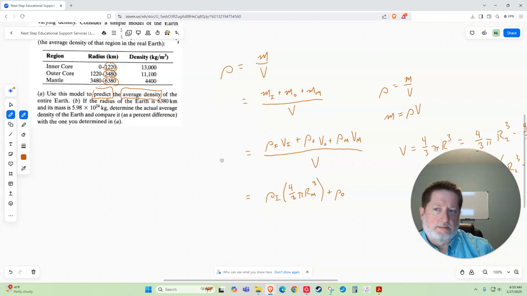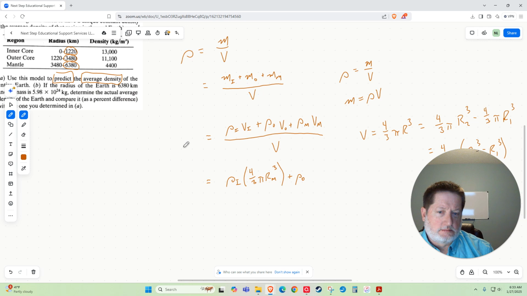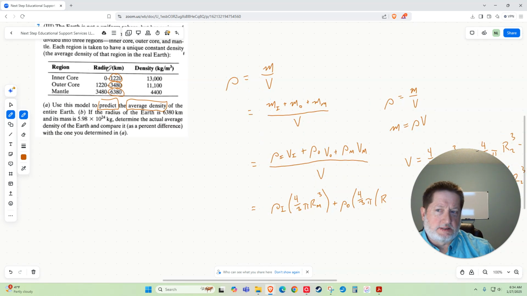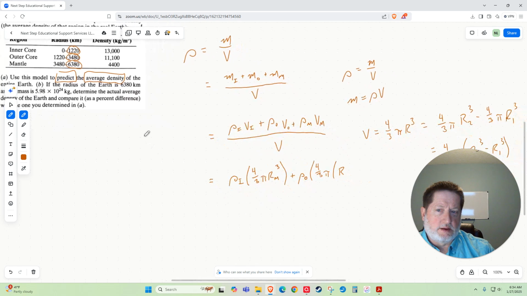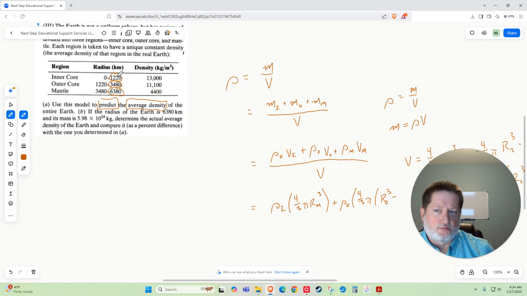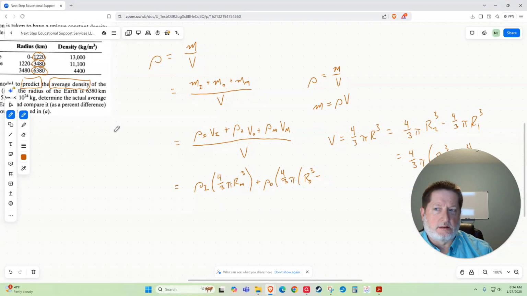So for the outer core, we make this 4/3 pi. The outer radius for this one is this thing I'm calling the radius of the outer core, cubed, minus this radius of the inner core that is not included in this outer core.